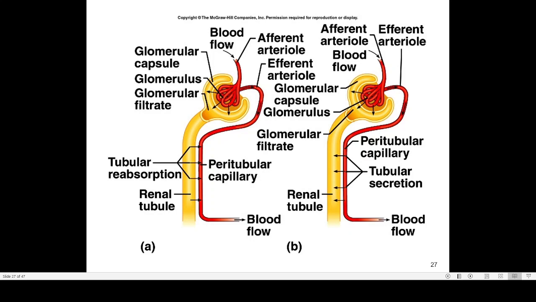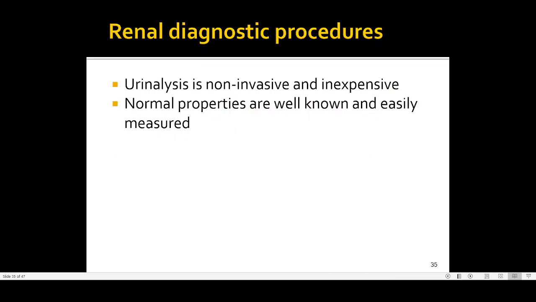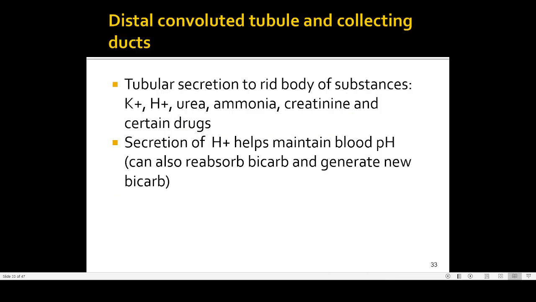What are the substances which are secreted back into the urinary tubule? They are potassium ions, hydrogen ions, urea, ammonia, creatine, and drugs. So when urine is flowing in that tubule, the blood vessel is also lying very close to it, and because of that, certain substances will be pumped back into the urinary tubule, and this process is known as tubular secretion. And secretion of hydrogen ions is also an important event taking place in tubular secretion.